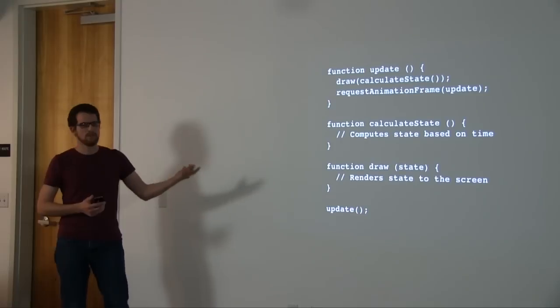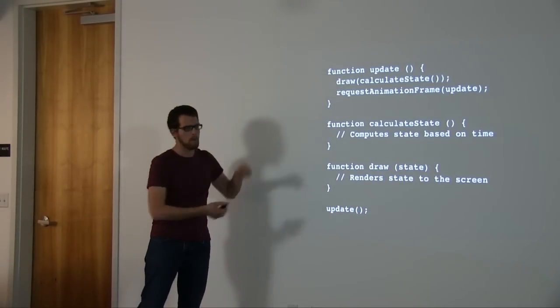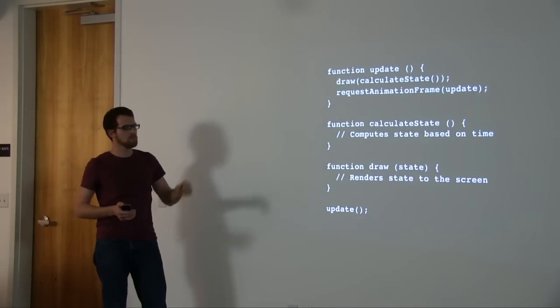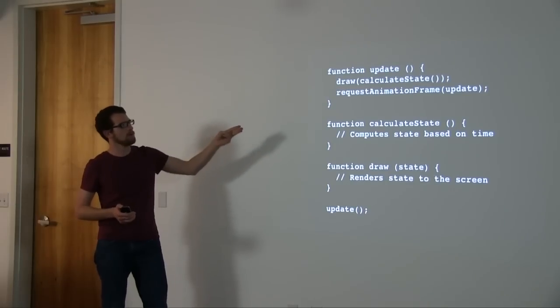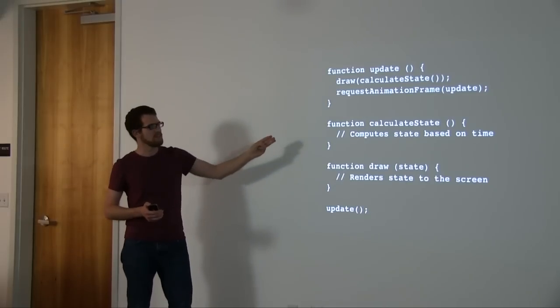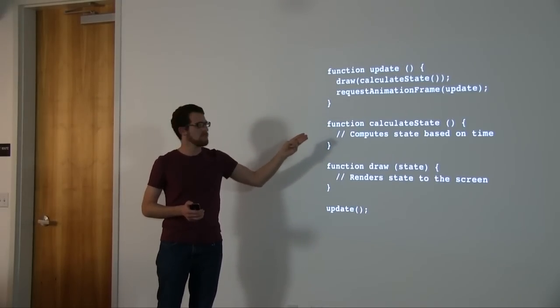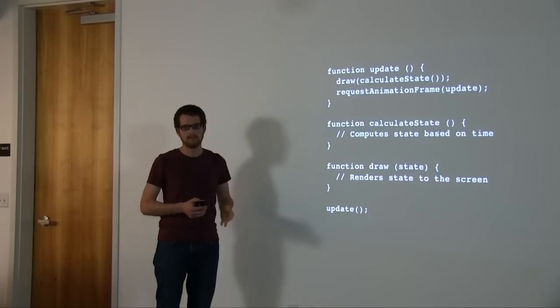So this is a better way to structure an animation. This is just pseudocode. I don't actually have any logic in here, it's just a way of organizing things. So instead of just one update function, we've got three now. We've got update, calculate state, and draw. The important thing is that calculate state calculates the state based on real time. This will drop our frames. This is what we want.